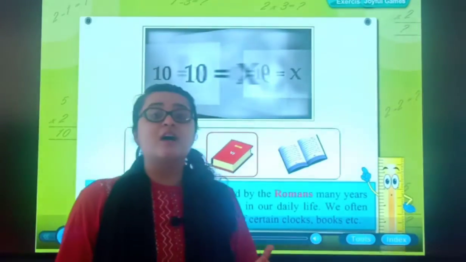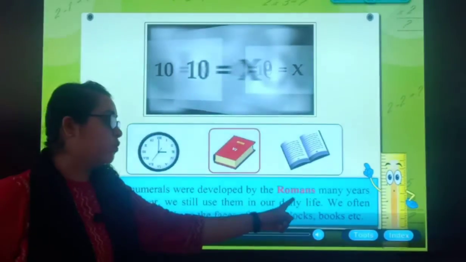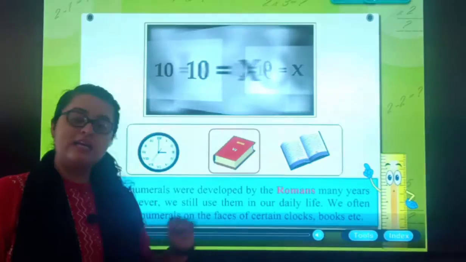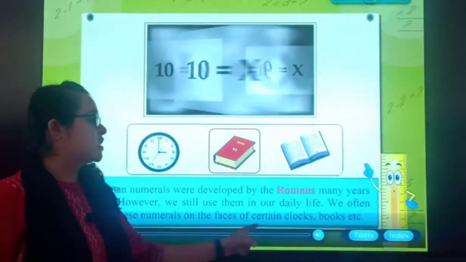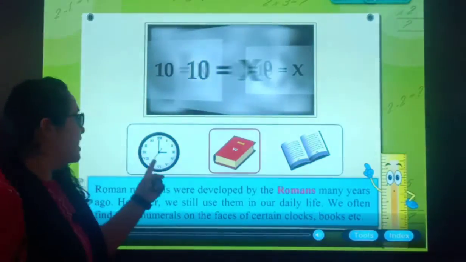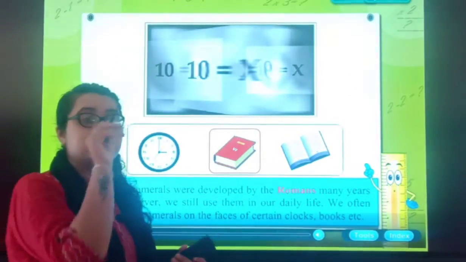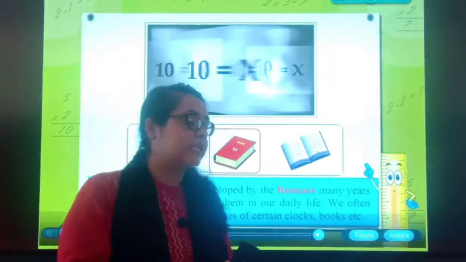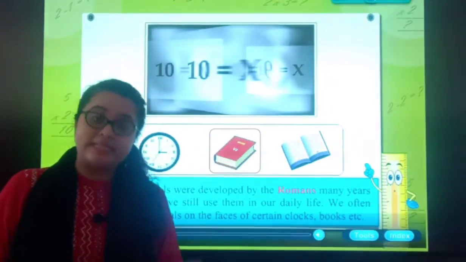Roman numbers हमें कहाँ दिखने को मिलते हैं? First of all, Roman numbers were developed by Romans many years ago. However, we still use them in our daily life. We often find these numbers on the faces of certain clocks, books, etc. See, this is a clock. In this, आपको Roman numbers दिख रहे हैं. आपको 1, 2, 3 वैसे वाले numbers नहीं दिखते. आपको Roman numbers दिखते हैं. कुछ books में आपको अभी भी Roman numbers की print दिखती है. Okay?